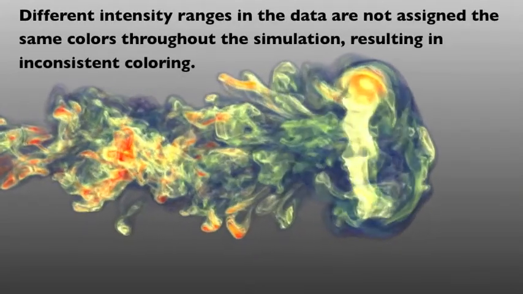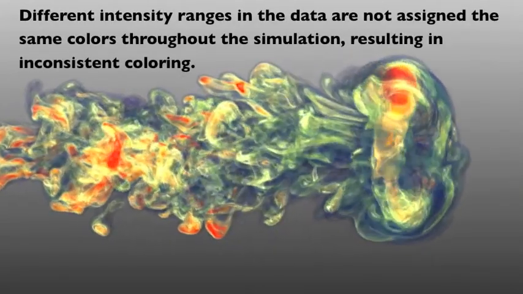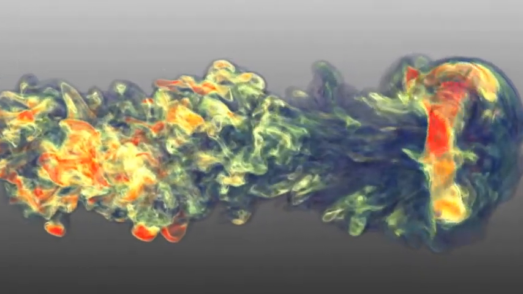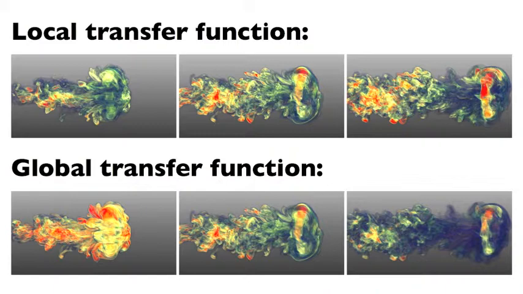Different data ranges in the data are not assigned the same colors throughout the simulation, resulting in inconsistent coloring. Compare the images produced with the local transfer function to those produced with the global transfer function, where the data ranges are colored consistently throughout the simulation.